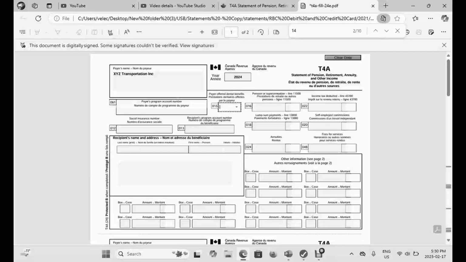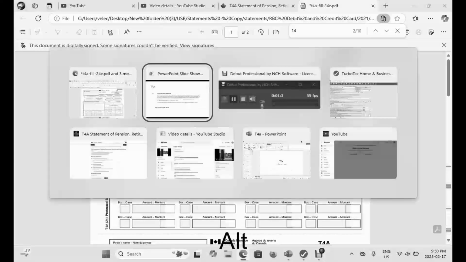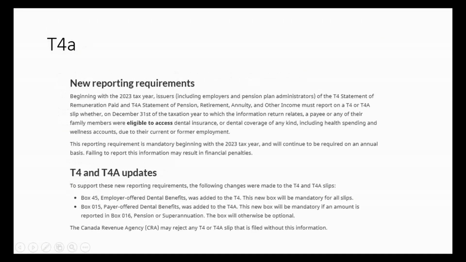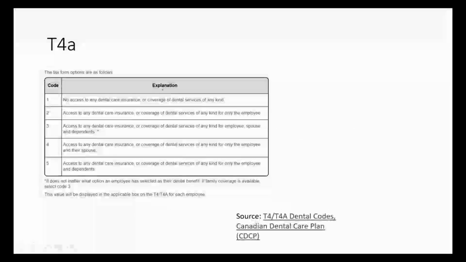Apart from that, you have box 16. Again, this is employers and pension plan. So code 1, 2, 3, 4, 5.